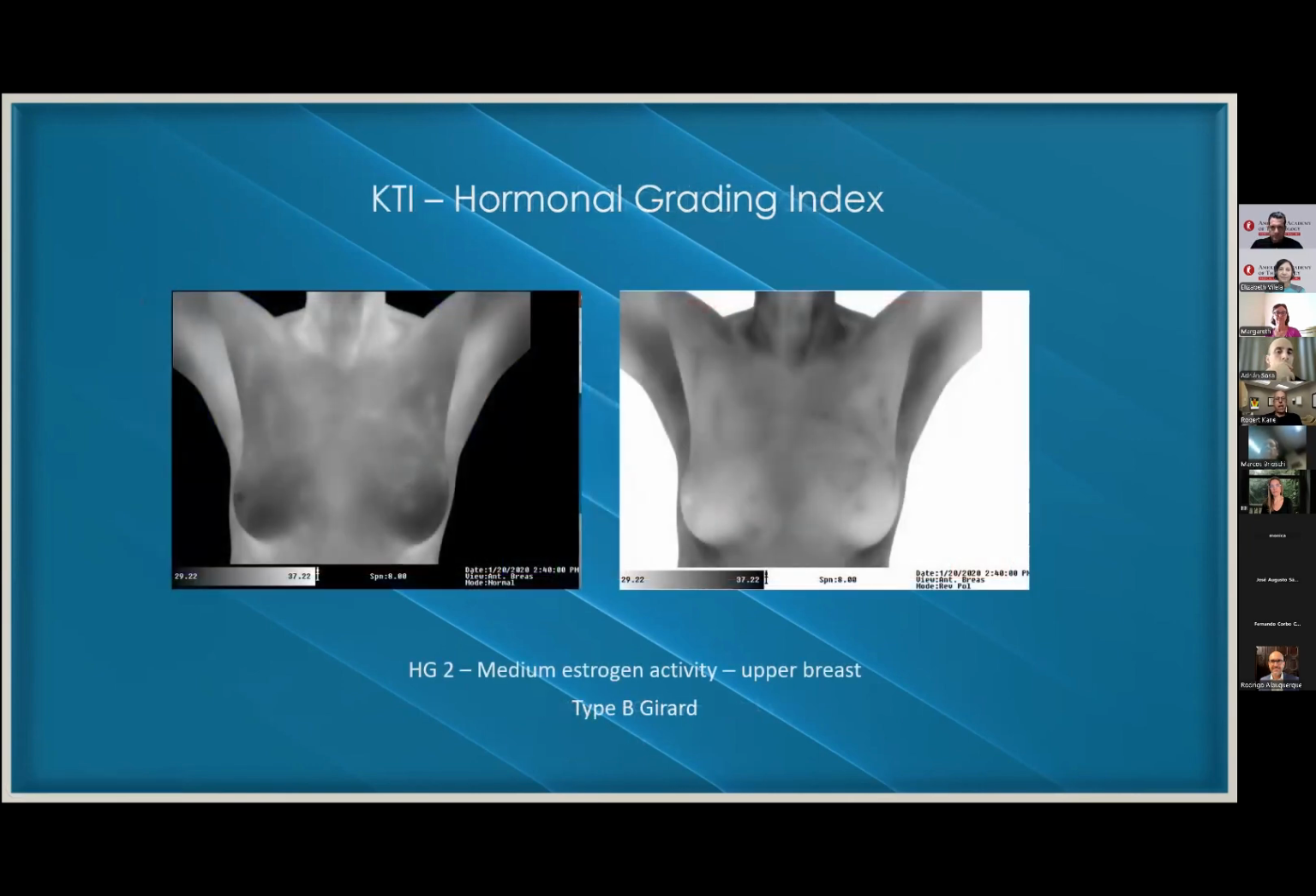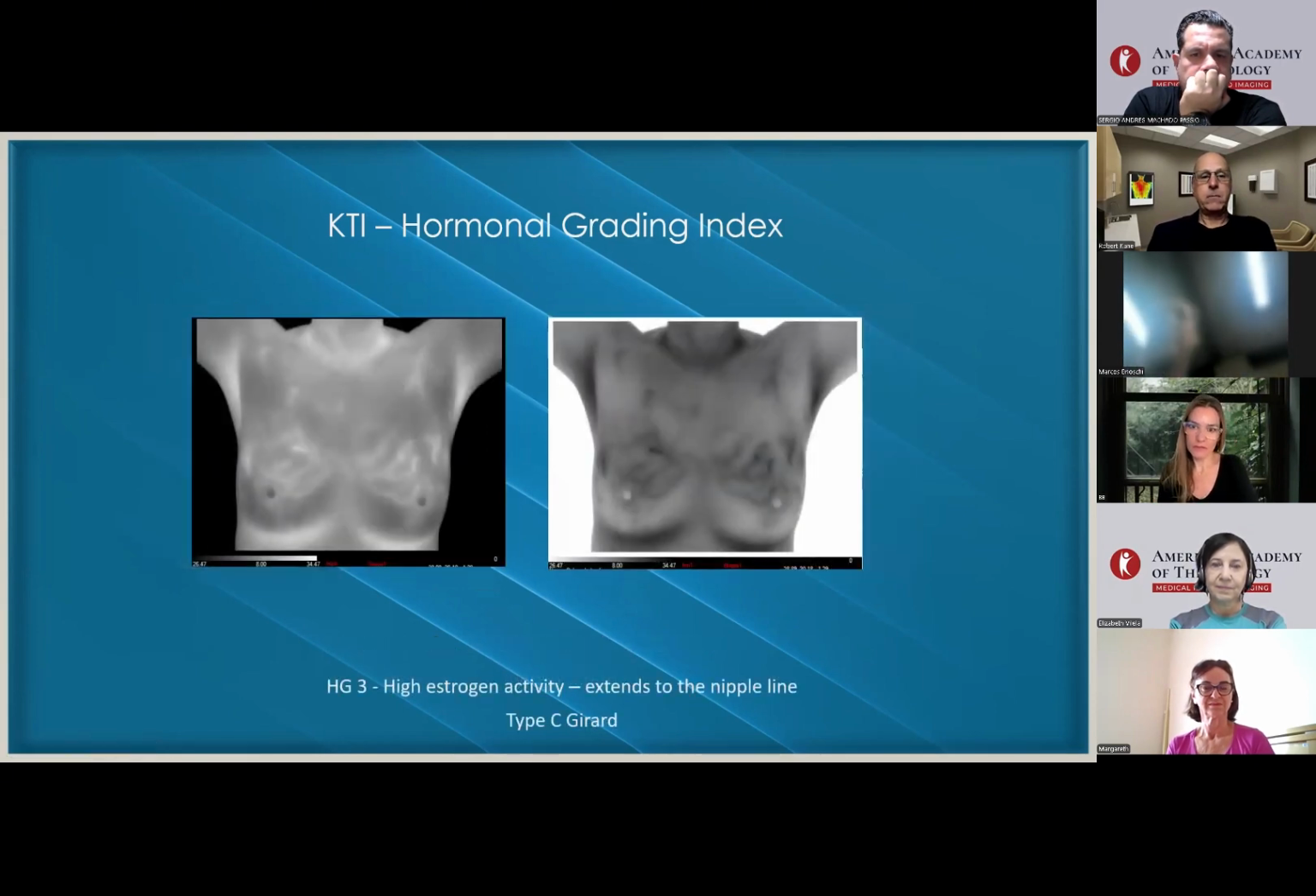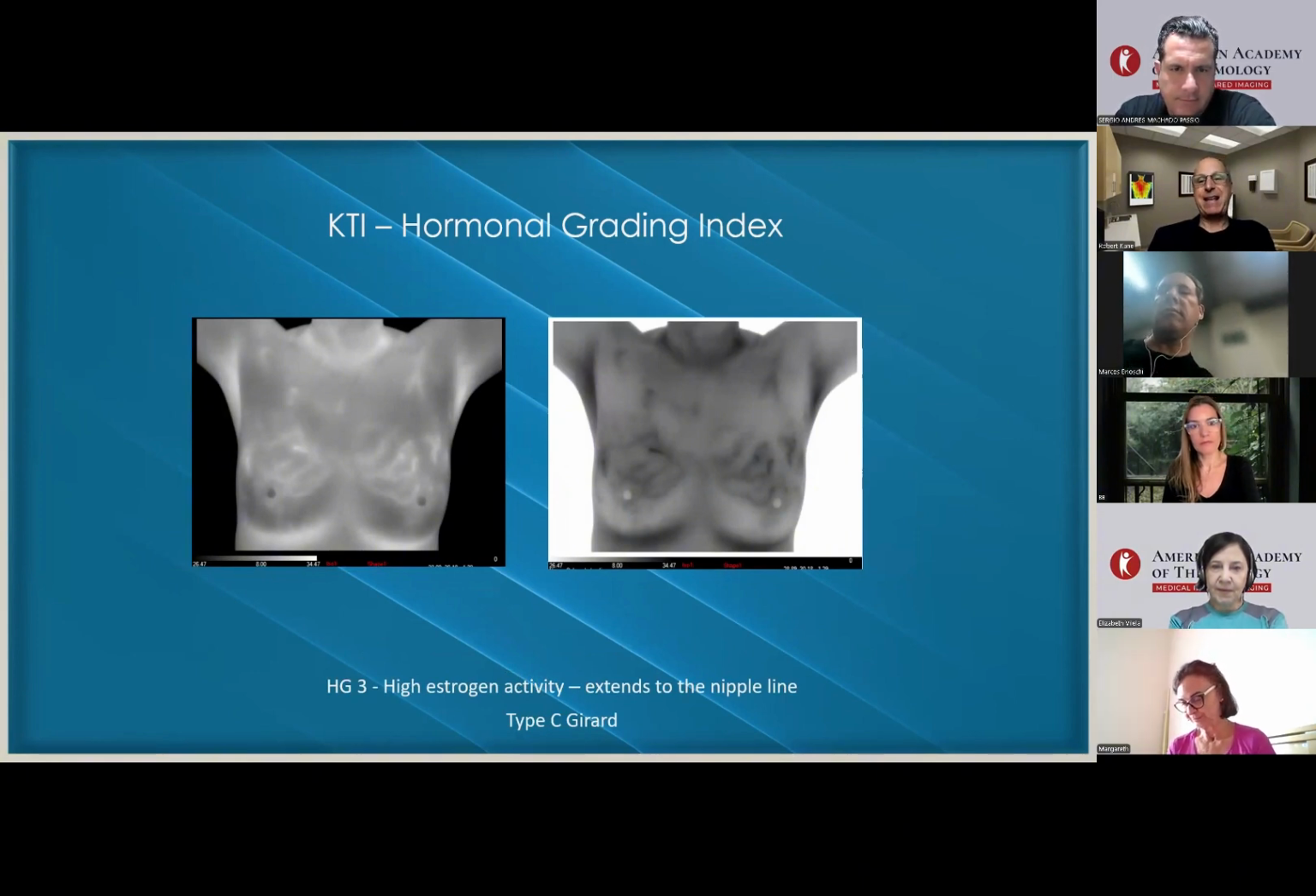If we then move to a hormonal grade of 2, we're now looking at type B from Girard. We're now getting these vascular patterns more into the upper portion of the breasts. They're into the globe of the breast versus just the chest wall, showing that we have a potential for more stimulation. Type 3, we're now really looking more at situations that would commonly be seen during pregnancy, during lactation, or somebody taking exogenous hormones. In this case, we're down to the nipple line, but notice the fair amount of symmetry here.